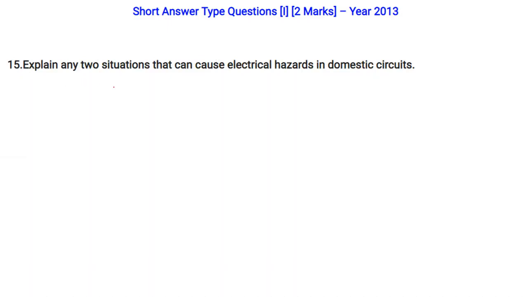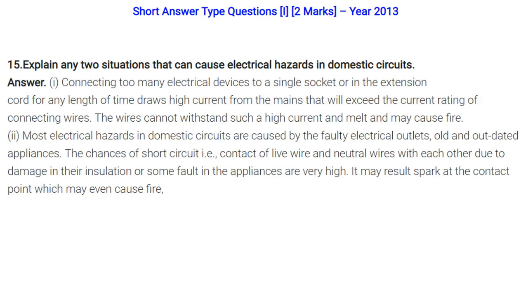Explain any two situations that can cause electrical hazards in domestic circuits. First is connecting too many electrical devices to a single socket or an extension cord for any length of time. It draws high current from the mains that will exceed the current rating of the connecting wires. So the wires cannot withstand such a high current and they may melt and may cause fire.